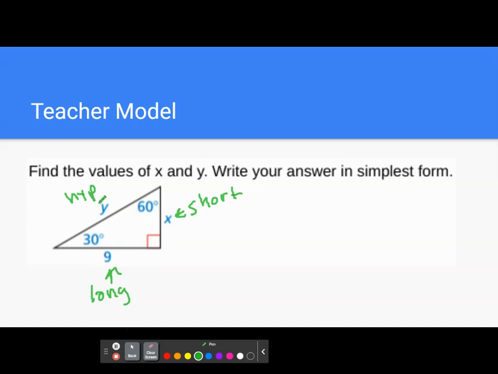Alright, so it says the hypotenuse is the short side times 2, but I don't know my short side yet, so I can't find my hypotenuse yet. So I need to do the long leg first. It says that your long leg equals your short leg times the square root of 3. Well, my long leg's 9, so 9 equals x times the square root of 3.